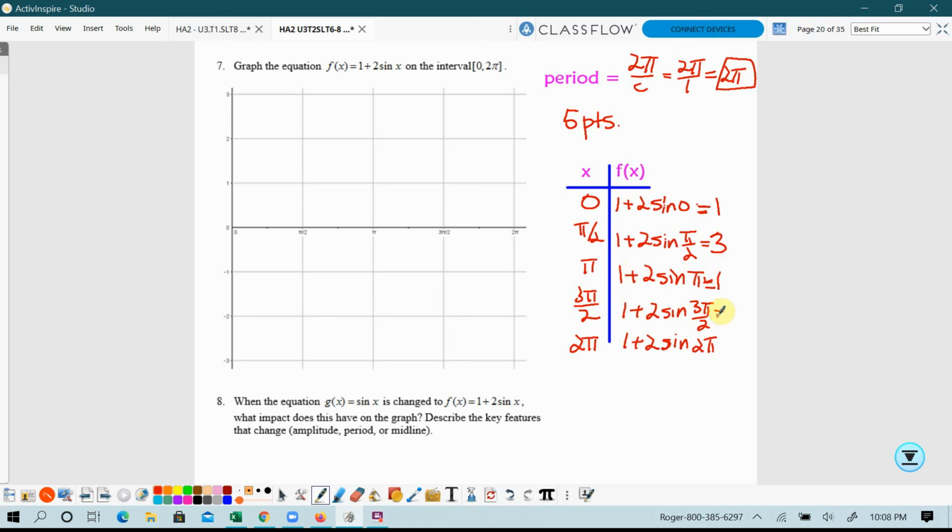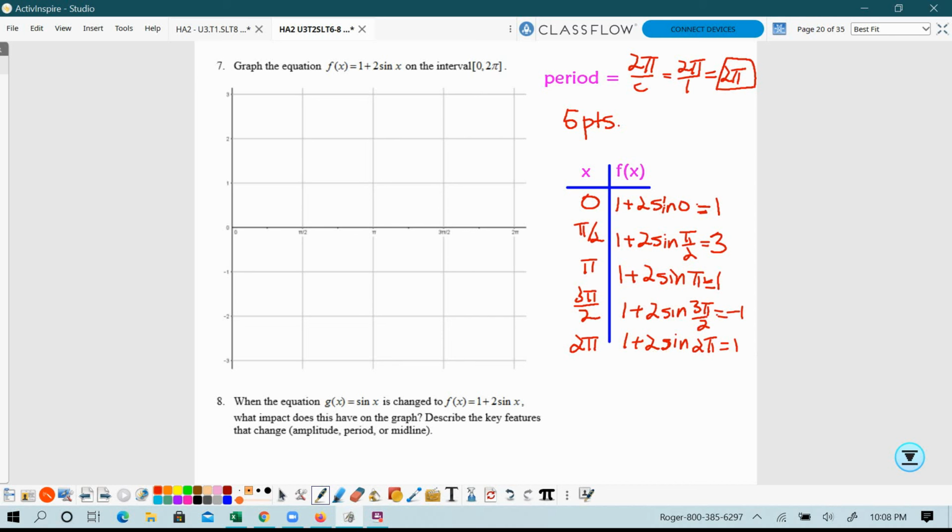The sine of 3 pi over 2 is negative 1. Negative 1 times 2 is negative 2. Negative 2 plus 1 is negative 1. Finally, the sine of 2 pi is 0. 0 times 2 is 0. 0 plus 1 is 1. And there you have your values.